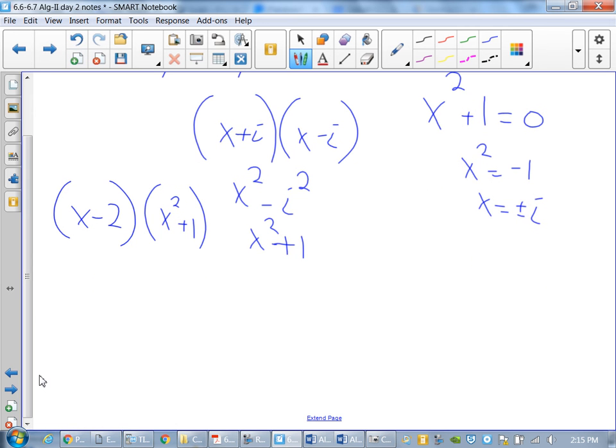X cubed minus 2x squared plus x minus 2. There's your polynomial of nth degree with those 3 zeros. Third degree polynomial, I had 3 zeros, and I worked through it. Not terrible, is it? So you're worried about that worst case scenario, but yet it all follows the exact same pattern. It's x minus whatever your zero is, whether it's an imaginary or a real value. Okay? What about this?